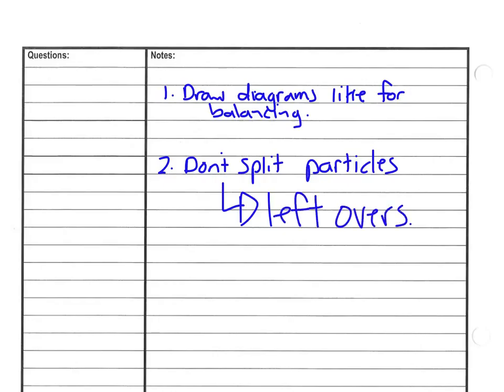So when you're drawing these pictures, that's how you do it. If you have any questions, make sure you ask for clarification. I'll be happy to run through some more examples with you.